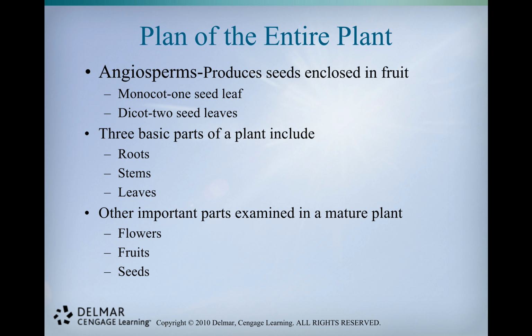So, we said angiosperms are monocot, 1 seed leaf, and dicot, 2 seed leaves. An example of a monocot with 1 seed leaf is corn, and we're talking agronomy here, agricultural crops. And then the dicot, anybody remember what that one was? Soybean. Okay, very good. Also, the 3 basic parts of a plant we said were roots, stems, and leaves. And the other important parts you can determine when they are a mature plant.